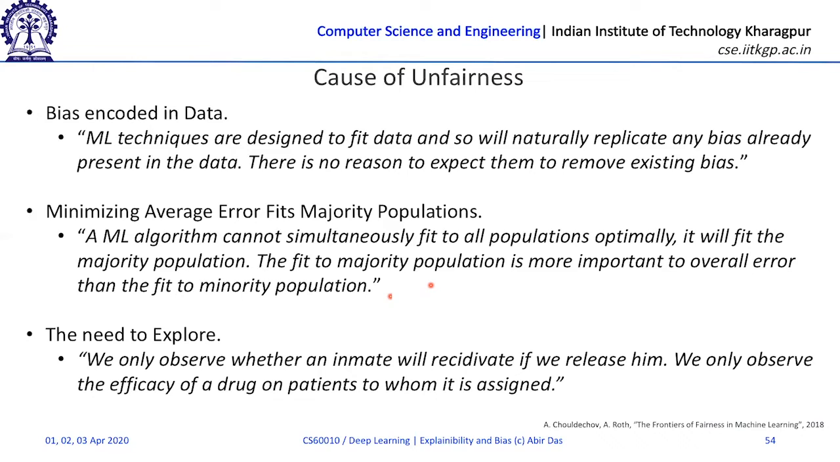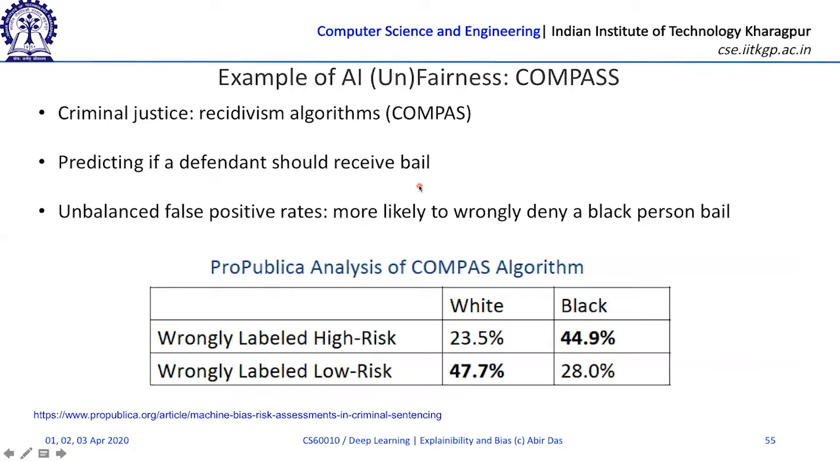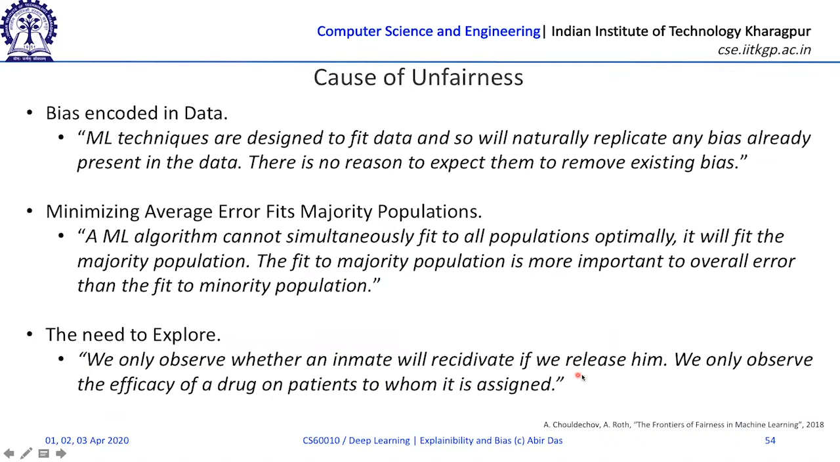And the need to explore. We don't really explore much in traditional supervised algorithms. That comes in RL, reinforcement learning, and there are ways to do that. But if we only observe whether an inmate will recidivate if we release him. So recidivism is an application where basically it tries to predict if a defendant should receive bail, and that is one algorithm, COMPAS, it is called, that is used in the US, and that actually caused a stir by this ProPublica article, which showed that it is actually biased against some ethnic group. So if we only observe whether an inmate will recidivate if we release him, or we only observe the efficacy of a drug on patients to whom it is assigned. So this is what we have observed, we can only model.